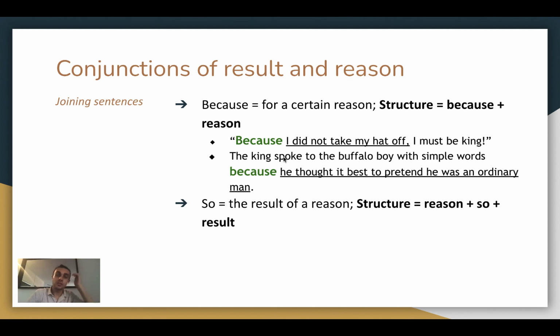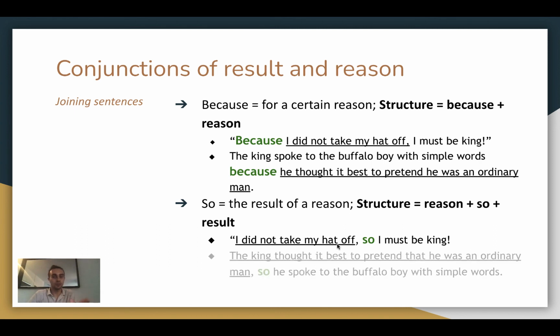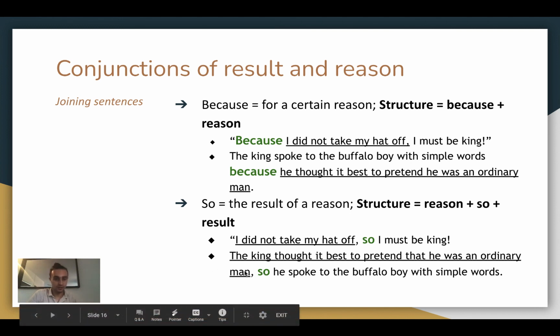So is the result of a reason, right? So usually it's the reason plus so plus the result. So we have, I did not take off my hat, that's the reason. And then we have so, the result is I must be king, right? So the result, I must be king because I did not take off my hat. So and because are kind of similar, but we flip the order, right? The king thought it best to pretend that he was an ordinary man. So the result of that reason is that he spoke to the buffalo boy with simple words, right? So this is the result or consequence of the underlined part of the reason.